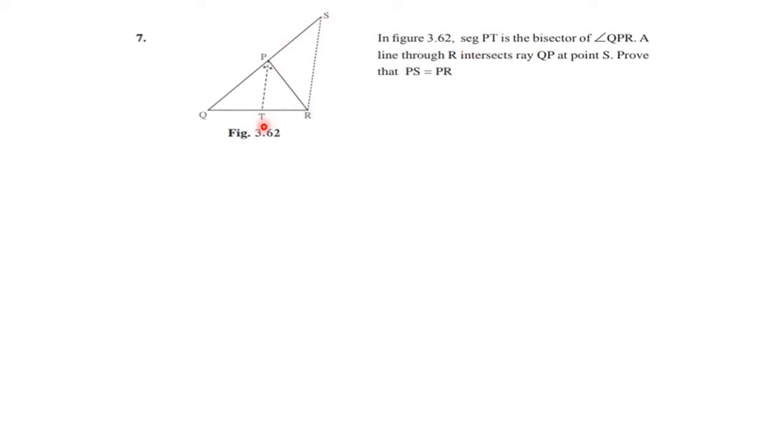Similarly, angle TPR is congruent to angle PRS by the alternate angles test. Okay, now you will understand when I start writing. So your given is, in the triangle, instead of that I will just write down that segment PT is the bisector of angle QPR.